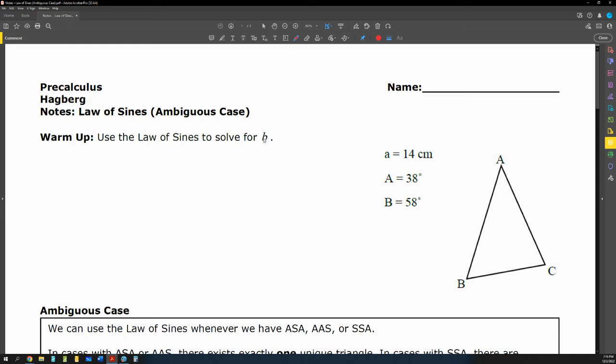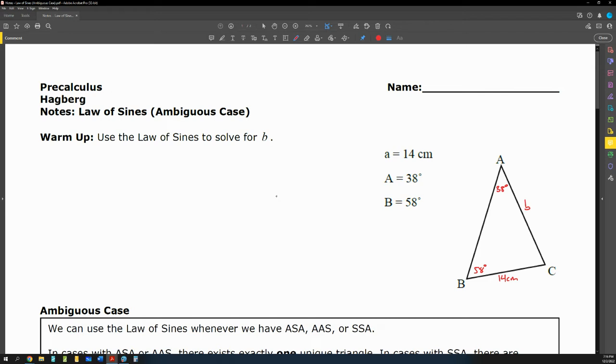Hi everyone. Today we're going to be completing our notes on the law of sines ambiguous case. I want to start with this warm-up with triangle A, B, and C, where we are solving for the side length B. We are given side length A is 14 centimeters, and that is the side length across from angle A. We're given angle A, which is 38 degrees, and we're also given angle B, which is 58 degrees. We want to solve for side length B, which is across from angle B.